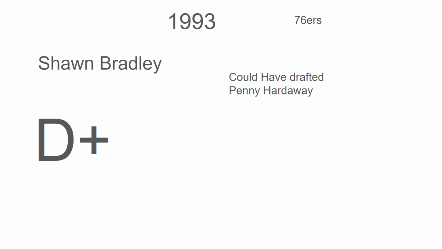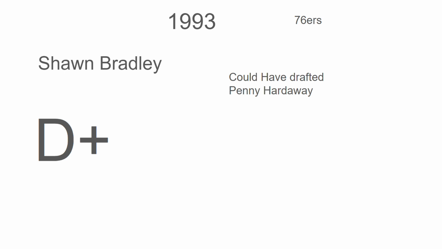1993, the Sixers drafted Shawn Bradley. Shawn Bradley's pretty good. He averaged like 8 points and 8 rebounds and a couple blocks or something like that. But they could have drafted Penny Hardaway instead. I can't remember what draft pick Penny Hardaway was. I think he was a top 10 pick, though, wasn't he? Let me search it up real quick.